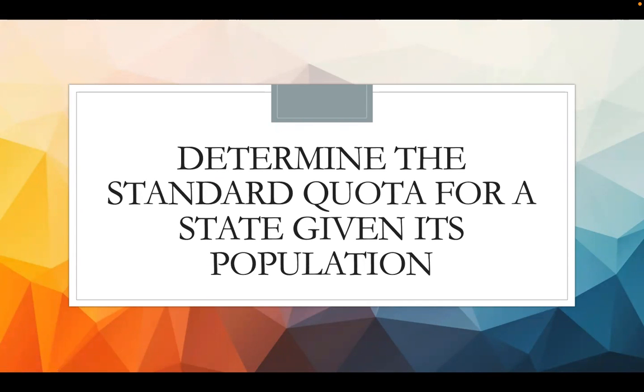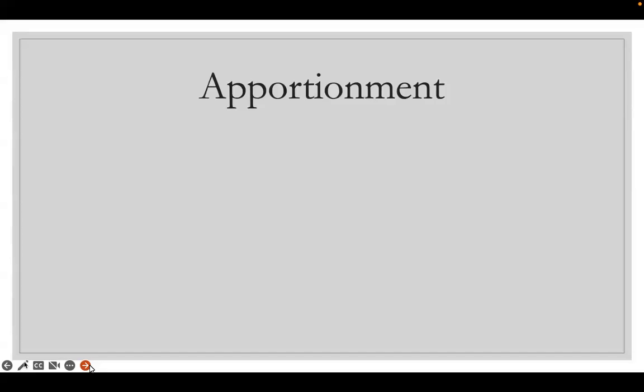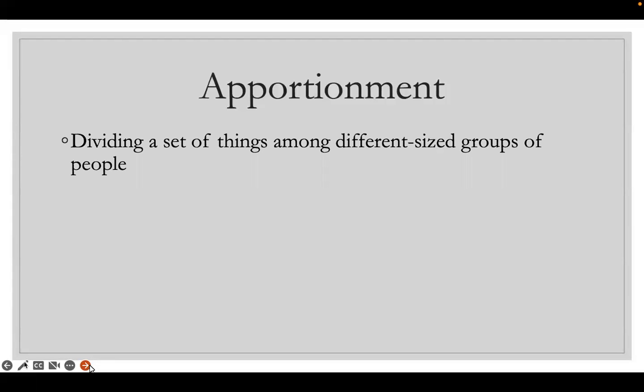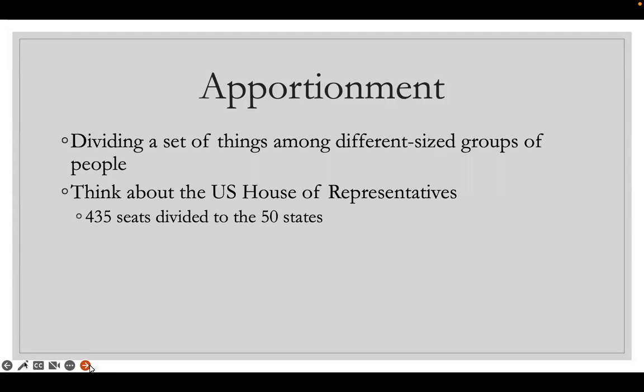Determine the standard quota for a state given its population. Y'all, we're talking about apportionment. So we are dividing a set of things among different size groups of people. And the easiest way to really think about this is to talk about the U.S. House of Representatives. We have 435 seats divided among the 50 states.